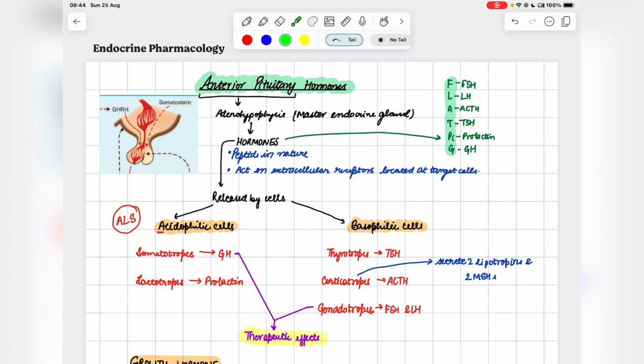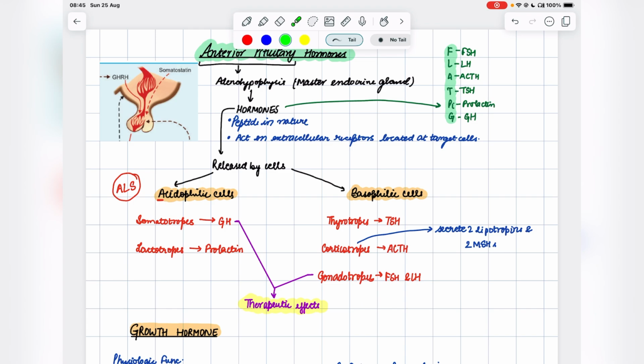Coming to the hormones released by the anterior pituitary, there is a mnemonic that will help you learn them, that is FLAT PIG. F for FSH, L for LH, A for ACTH, T for TSH, PI for prolactin, and G for GH. If you don't know the full forms, I'll elaborate them once. FSH is follicle stimulating hormone, LH is luteinizing hormone, ACTH is adrenocorticotropic hormone, TSH is thyroid stimulating hormone, and GH is growth hormone.